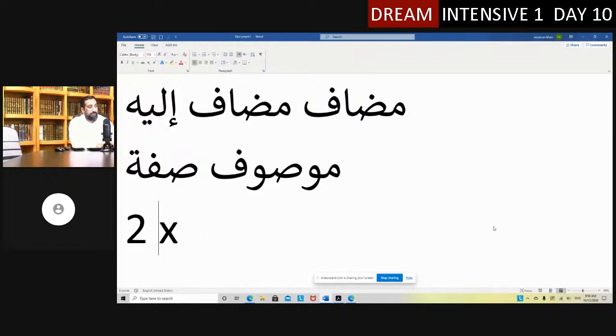Or not even parentheses, 2 times 4 plus 7, and multiplication comes before addition, right? Something comes before something. You can't do 4 plus 7 and then times it by 2. You've got to do 2 times 4 and then add the 7, right? So multiplication takes priority. Well, you know what? Mudaf ilayh takes priority because you're not allowed to separate a mudaf from the mudaf ilayh, but the mawsuf is the second priority, not the first.